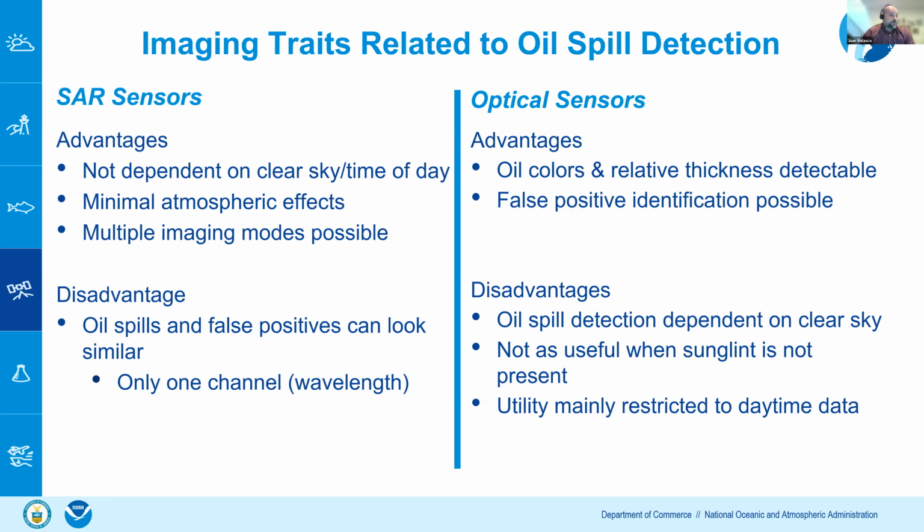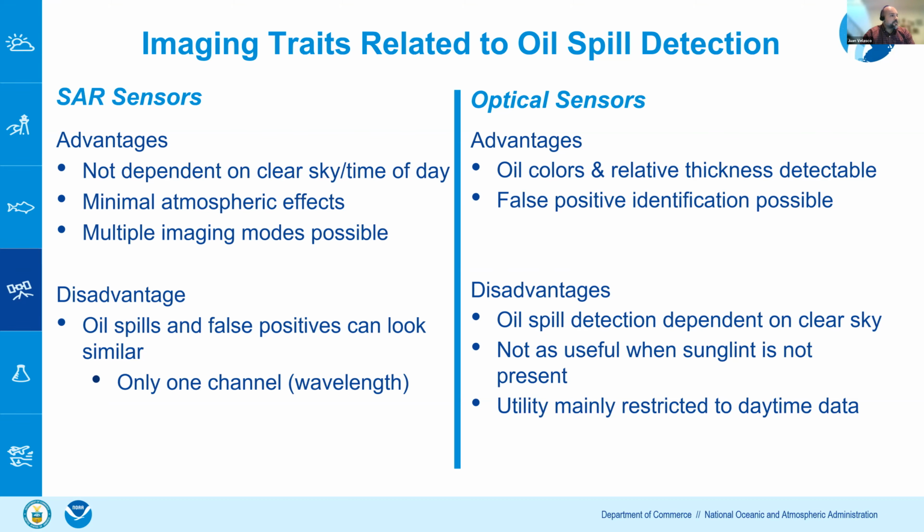If you have a really big spill, you can get a mode that will take a larger footprint of the area. Or if there's something that you want to see in greater detail, you sacrifice the size of the area, but you get better resolution. So it offers some flexibility.